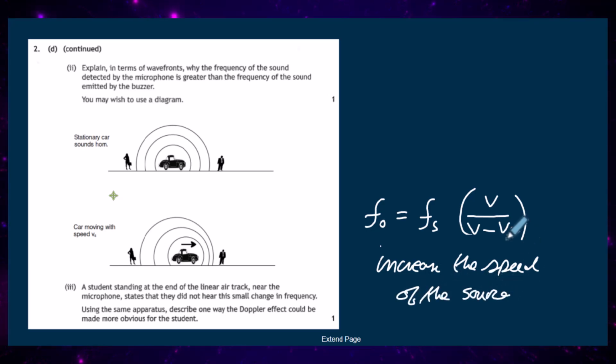And that backs up the equation. If you increase Vs, you're going to get a smaller number, because speed of sound take away a bigger number. It's going to give you a lower number than before, and the numerator divided by a smaller denominator is going to give you a bigger F naught, and that means you'll be able to hear the frequency a bit better.